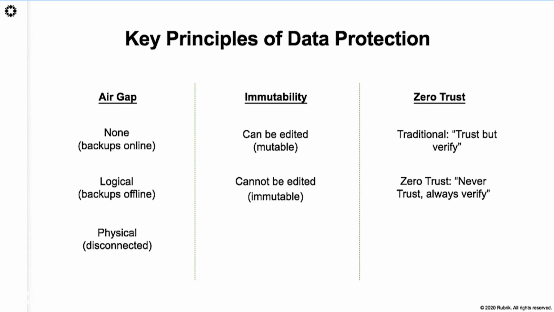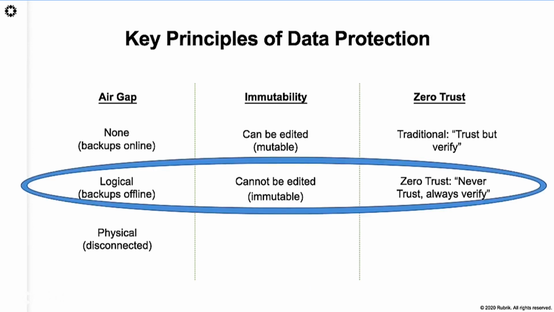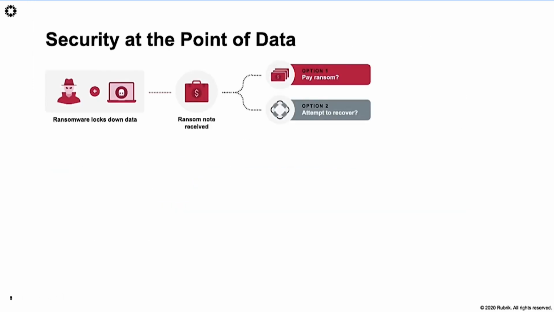So our extension is to take the principles of data protection that matter: air-gapped data, immutable file system, zero trust architecture, and we focus on the sweet spot, right? Logical backups on an offline, logically air-gapped data set. They cannot be edited. We wrote our own file system that's immutable in format, and zero trust, right? We don't assume anything has the right to access or control data sets unless it's a certificate-based mutual authentication call. So our approach allows you to really focus security at the data point.